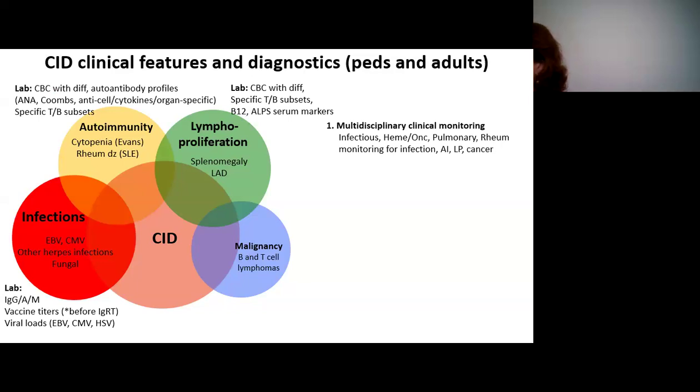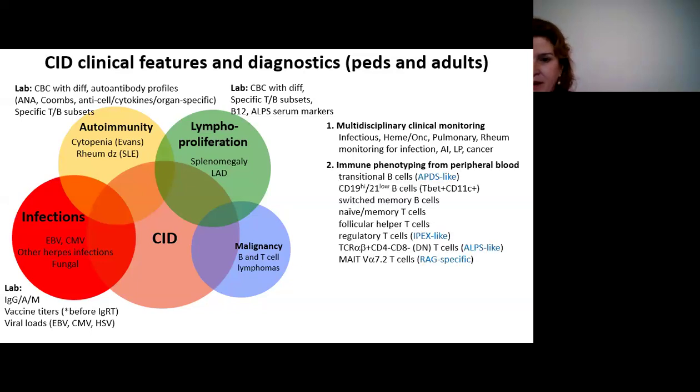So for the infections, you would get immunoglobulin levels and vaccine titers, the viral loads. For autoimmunity, you can look into autoantibody profiling, specific immune subsets, which I'm going to list for you in a minute. And for lymphoproliferation, you may want to look at ALPS serum markers or B12 levels beside the specific immune subsets. So here are some of the key immune subsets that I recommend to be monitored in patients with immune dysregulation and CVID. And they will sort of lead you down a path of certain types of disorders. And I'm just going to list a couple of them.